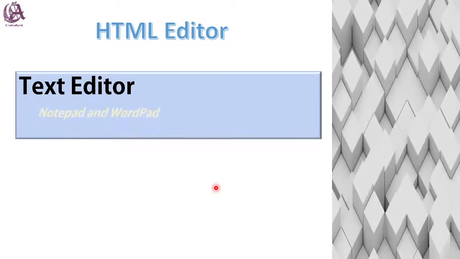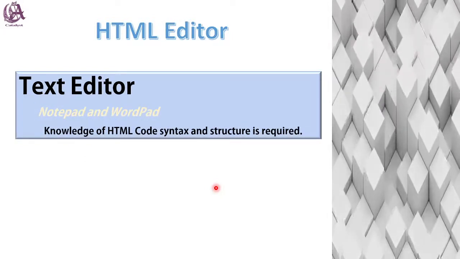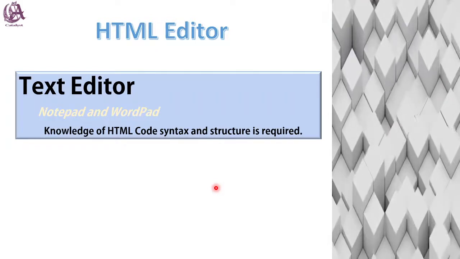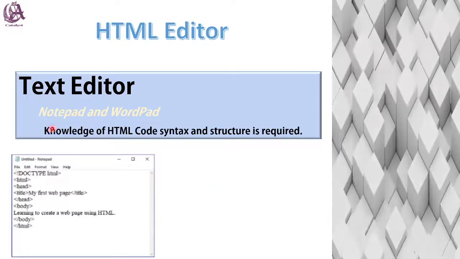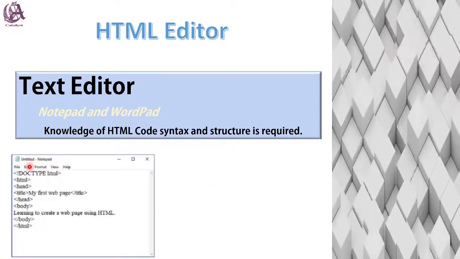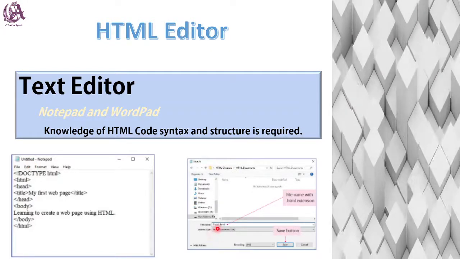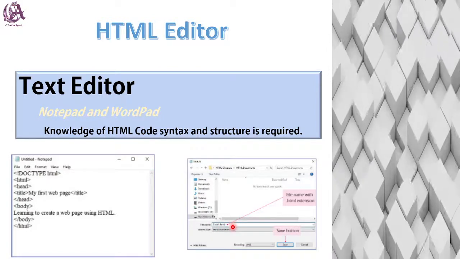Now under the text editor, Notepad and WordPad is used. So knowledge of HTML code syntax and structure is required here. So you must know the complete syntax and the elements to do this. Now here you can see a normal Notepad editor, and then this is the way you are going to save it, where you are going to put the extension as .html.